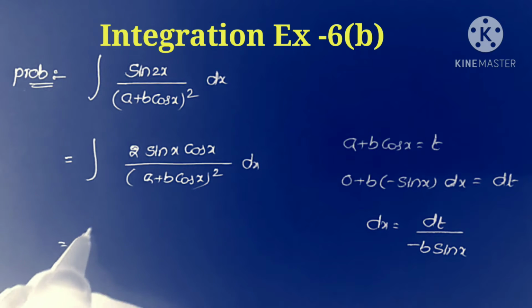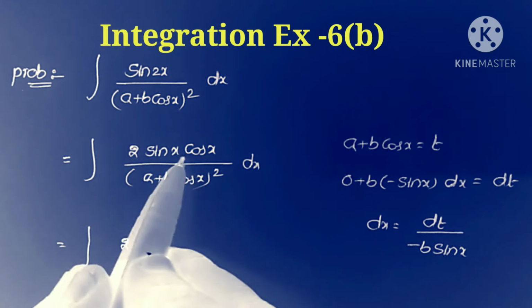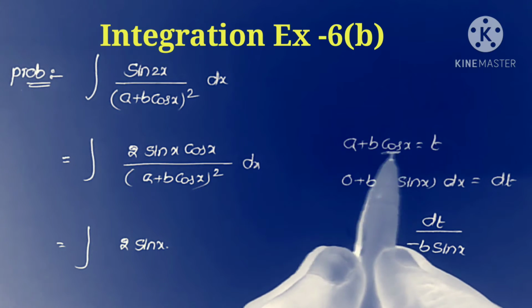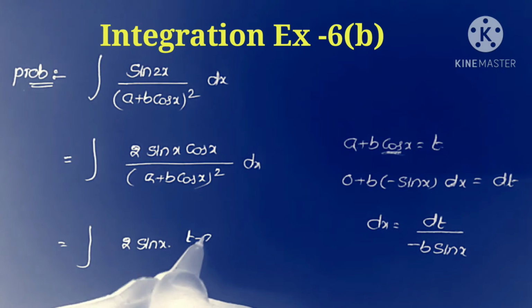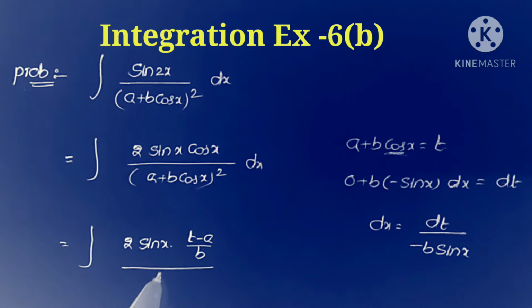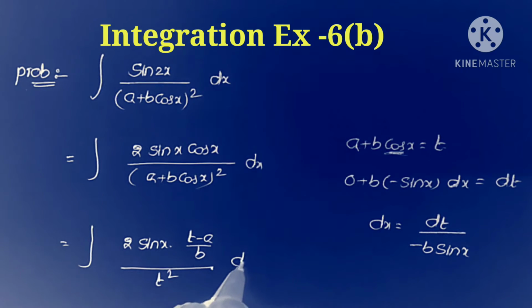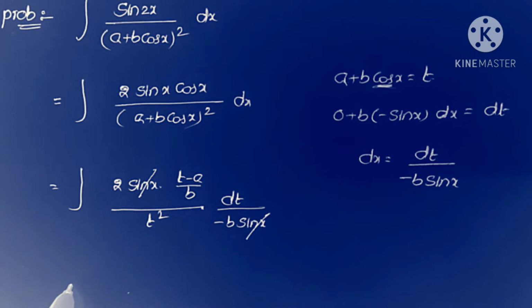Now this is equal to the integral of 2 sin x into cos x. What is the cos x value from this equation? cos x is equal to (t minus a) by b, whole by a plus b cos x. What is a plus b cos x? t square into dx. What is the dx value? dt by minus b sin x. Now here sin x and sin x get cancelled.